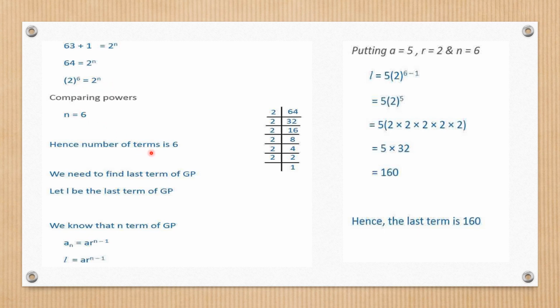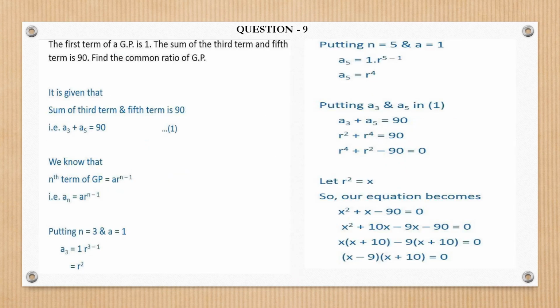So how many terms are there? 6 terms are there. Now what we need to do is find the last term. The last term is your nth term, which can be found by using the formula A R raised to power n minus 1. So A is 5, R is 2 and n is 6. You can just use it as L also, or An also. So you get 5 times 2 raised to power 5, which is 5 into 32, that is 160. So the last term is 160.